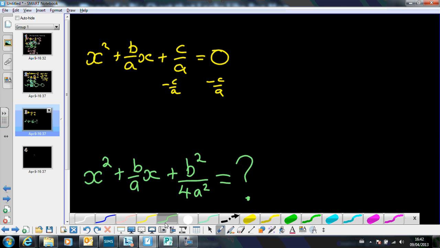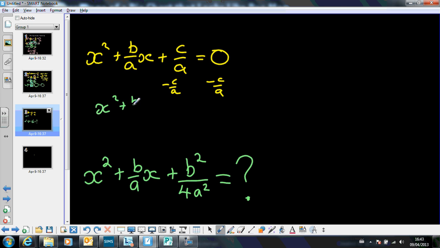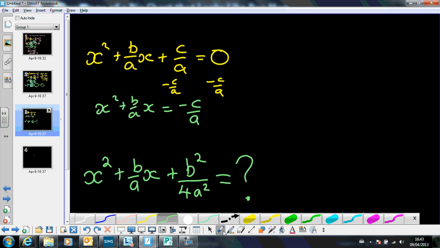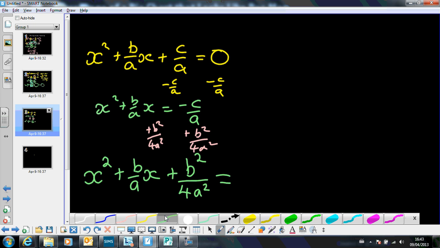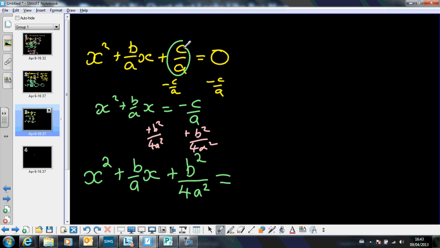We get rid of the c over a, left with x squared plus b over a x is negative c over a. And then let's put this extra term in. Add the b squared over 4a squared. And as long as I do the same thing, I can add what I want. I'll add that to both sides. And that means on the left I'll get the thing I want, because I've got rid of the c over a, and then I've added in the b squared over 4a squared. So I've got what I want on the left.